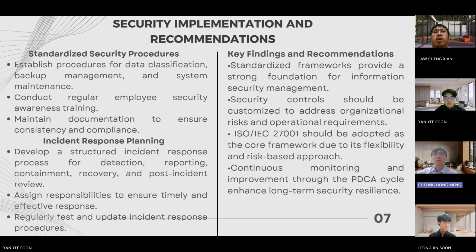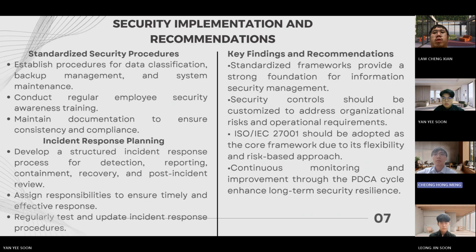Another critical aspect is incident response planning. The proposed incident response process consists of 5 stages, which are detection, reporting, containment, recovery, and review. First, security incidents are identified and verified. Once confirmed, they are reported to the information security officer and relevant stakeholders.